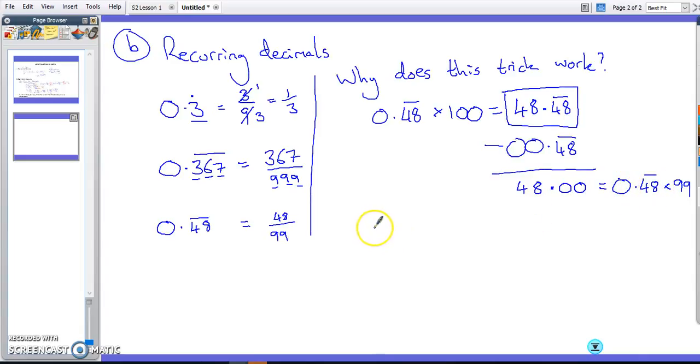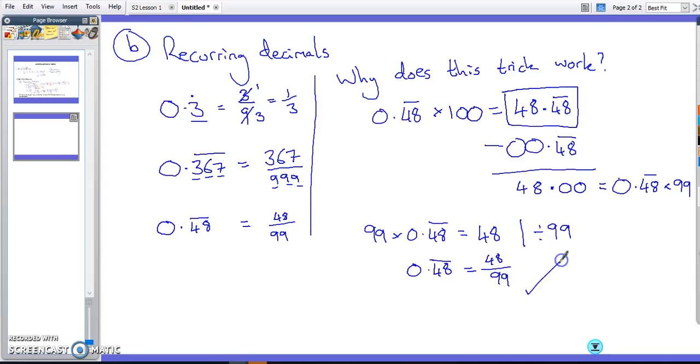Which means that if 99 times 0.48 recurring is equal to 48, and I don't need to write in all the zeros after the decimal point, I can just rearrange this equation by dividing by 99 and saying, okay, 0.48 recurring is equal to 48 over 99. Done. So this trick works because of this. And if you want to have practice, you can show that it also works for 0.3 recurring and 0.367 recurring.